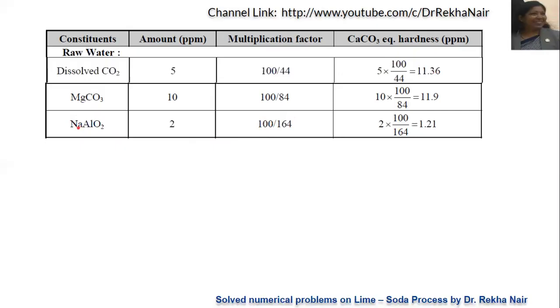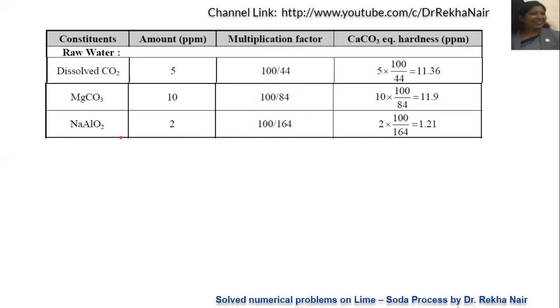Sodium is the 11th element. Atomic mass is 23. Aluminum is the 13th element. Atomic mass is 27. Oxygen is 8th element. Atomic mass is 16. And there are 2 oxygens, so multiplied by 2. So if you sum it up, that molecular mass will come out to be 82. And its multiplication factor is 100 upon molecular weight multiplied by 2.